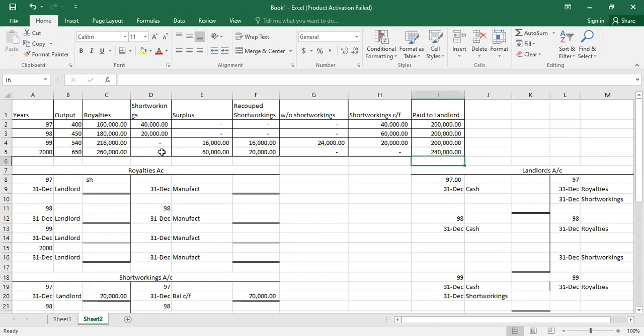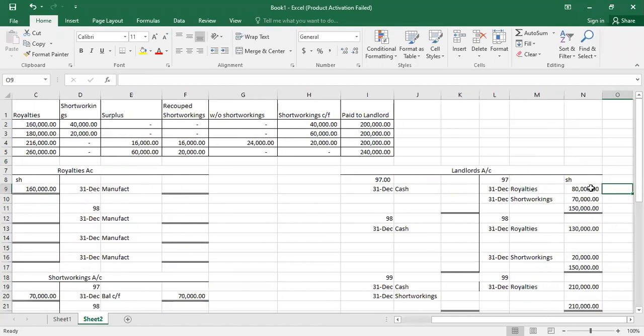So can we do now the entries? It's easier. I have the date. So this one will be, we debit the royalties, we credit the landlords, isn't it? 160.